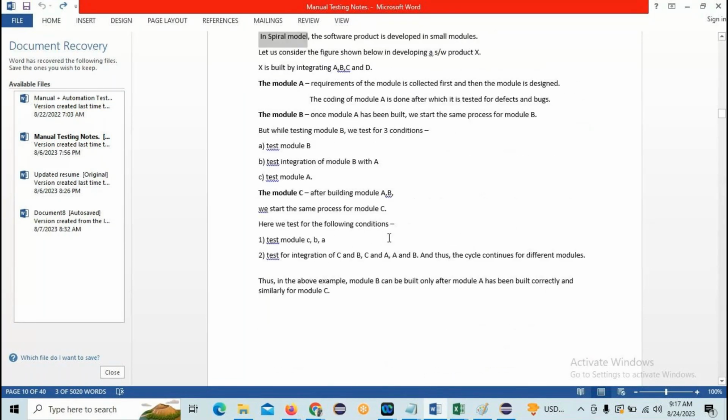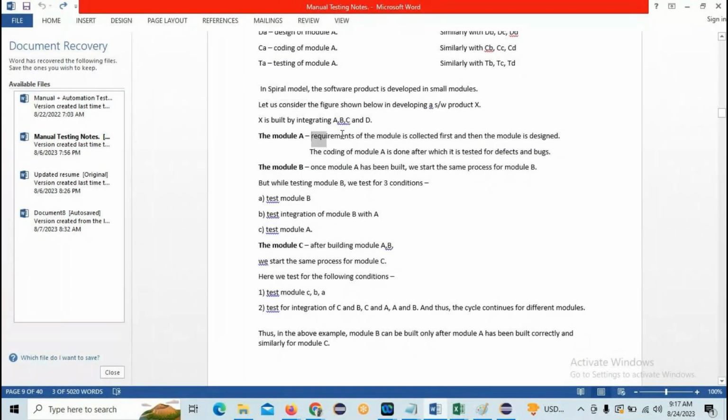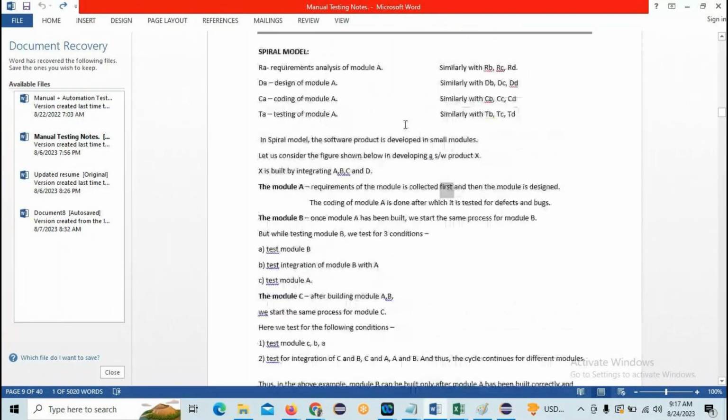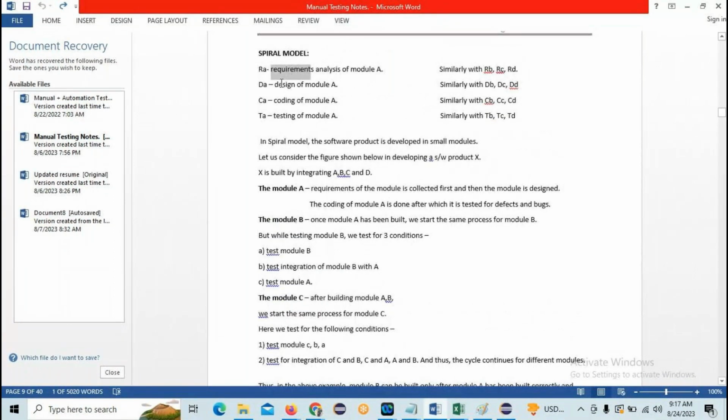In module A, the requirements of the module are collected first, and then the module is designed. First we collect the requirements, then we design, and then the coding of module A is done, after which it is tested for defects and bugs. Okay, we are done with module A. For module A, RA is done, design is done, coding is done, testing is done.